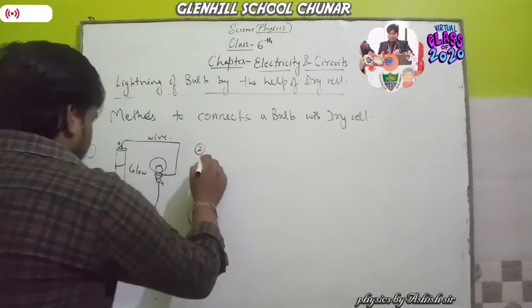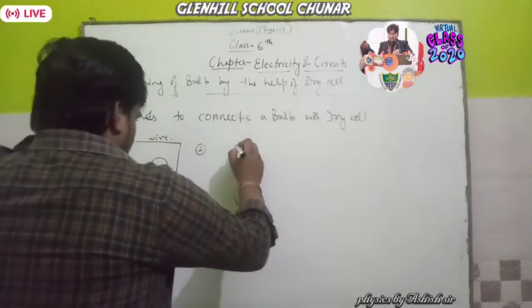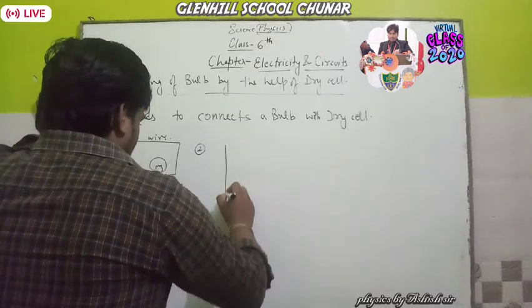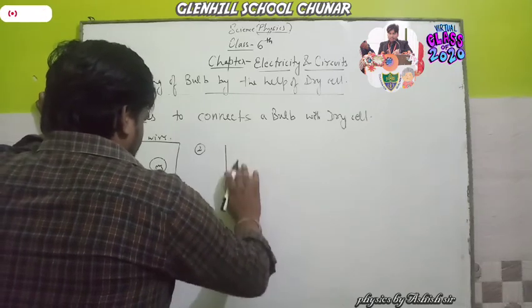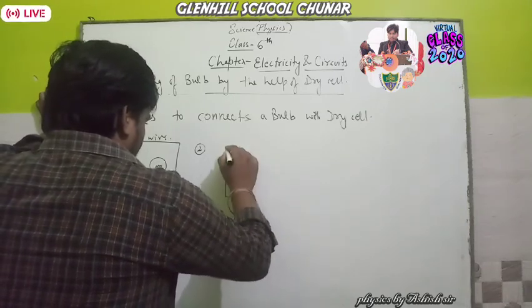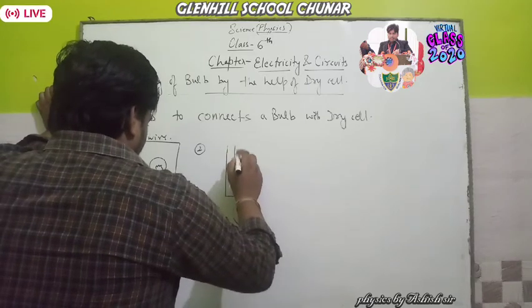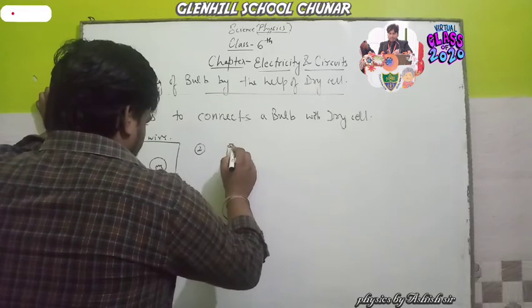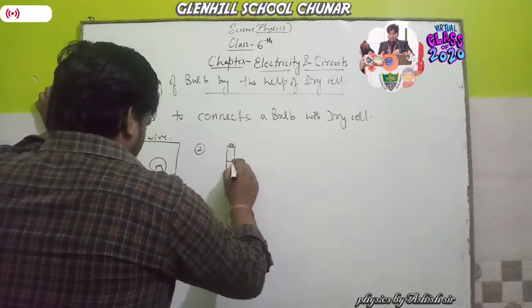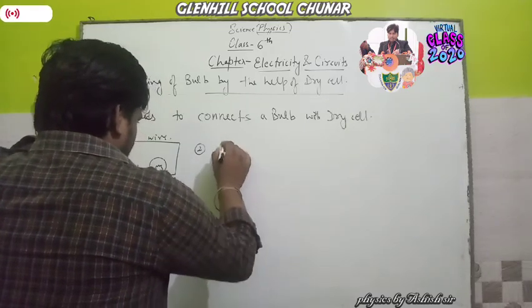Second, again we are making the dry cell. So this is negative, this is positive.